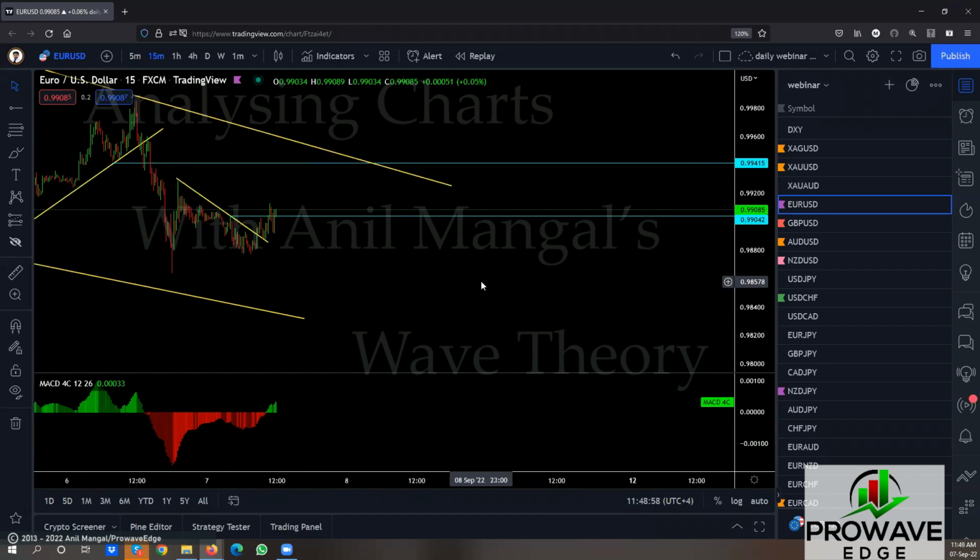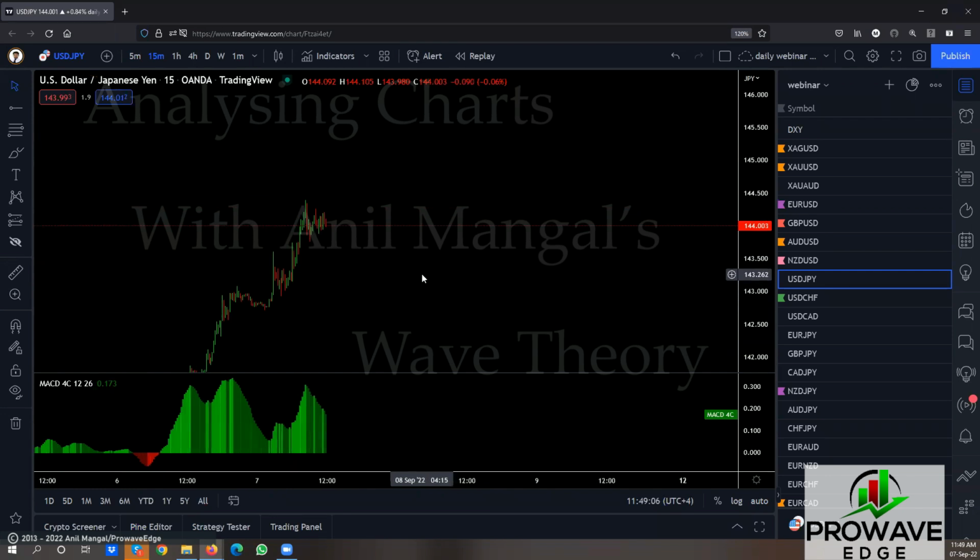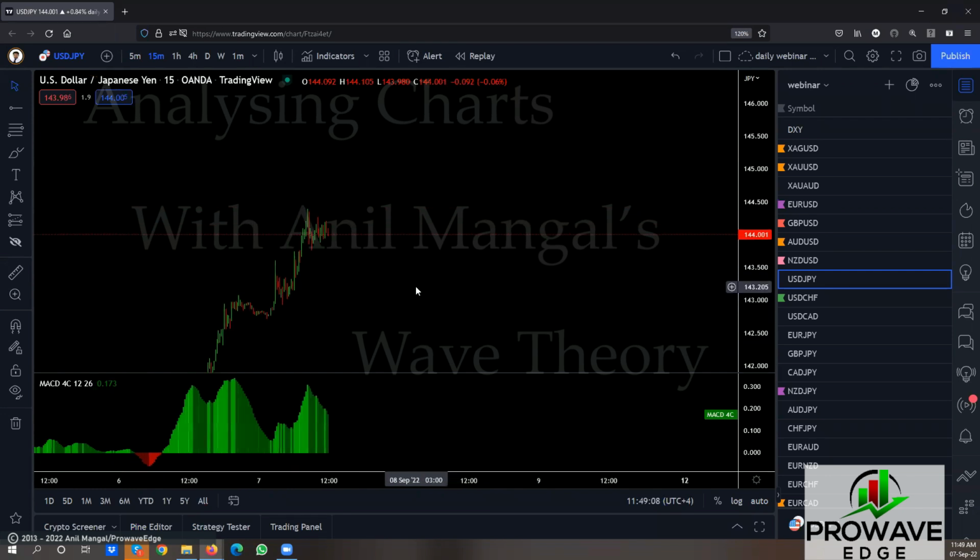Can UJ touch the 150 level before getting into a sell? I don't care. It's possible. The number is irrelevant. It's possible, but that's not how we look at it. Don't look at charts in terms of areas or numbers. Those are irrelevant to the market. Look at the patterns. As soon as you get a sell pattern, take it, regardless of where it is.